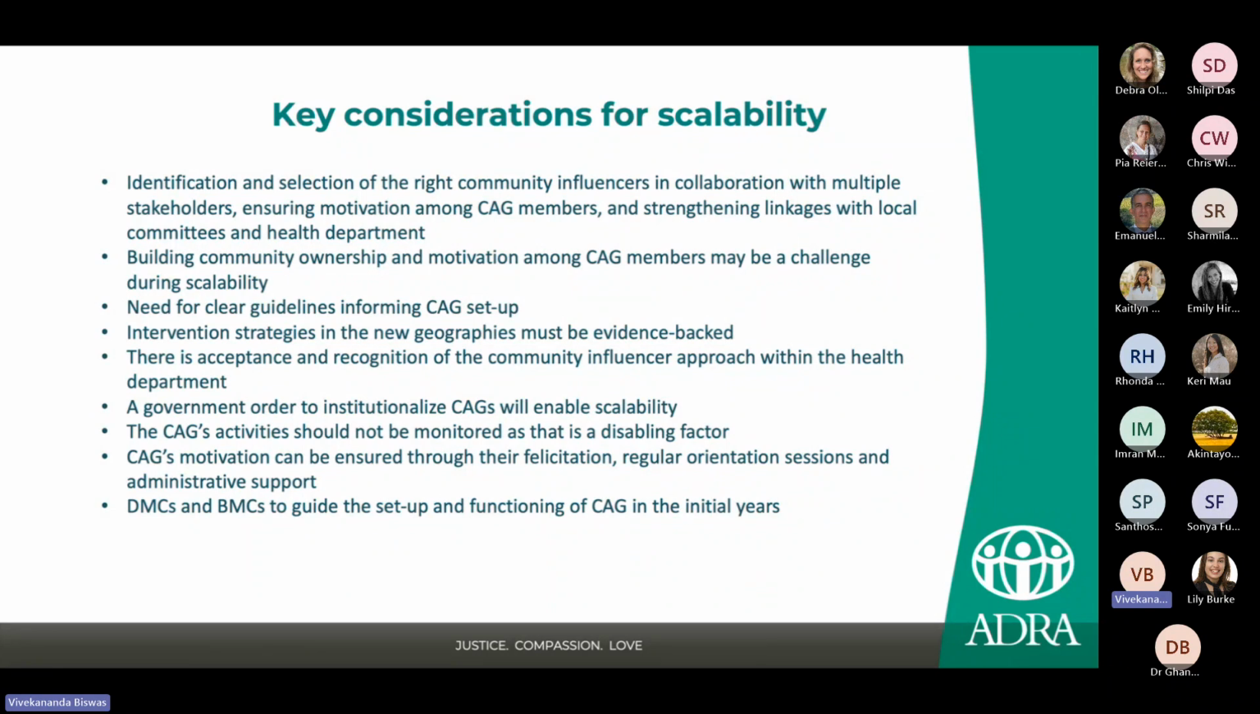So once the setup is done, this approach or this model is very much workable. And as of now, what we have experienced, it is very much sustainable and it is scalable.